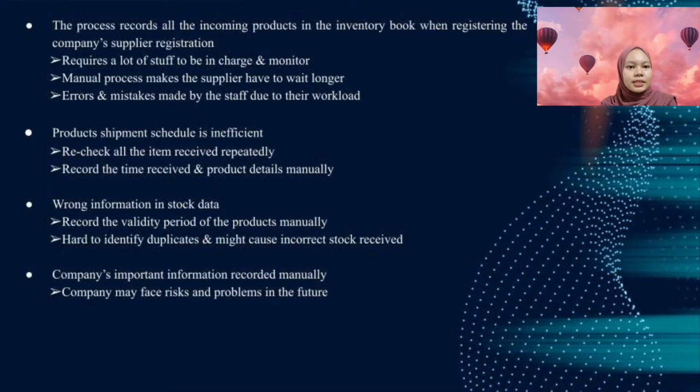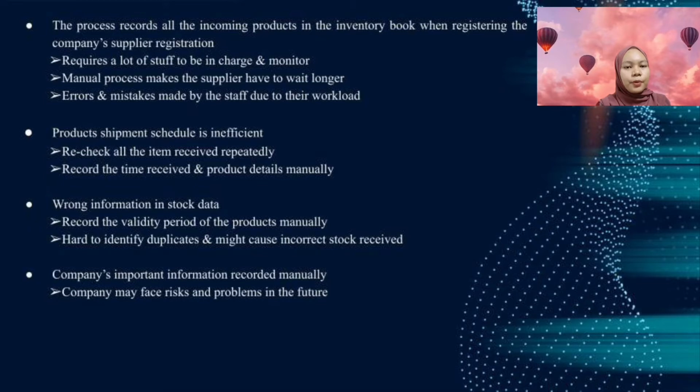The second problem is the inefficient shipment schedule of the goods. All the staff need to recheck all the items received. Staff also need to record the time and all the product details received manually. Another problem that will occur because of the system is wrong information in stock data. The task becomes quite difficult when the staff need to record the validity period of the products manually. Also, it is hard to identify duplicates and this might cause the stock received to be incorrect. For example, the type of stock was wrong and duplicated during the recording process.